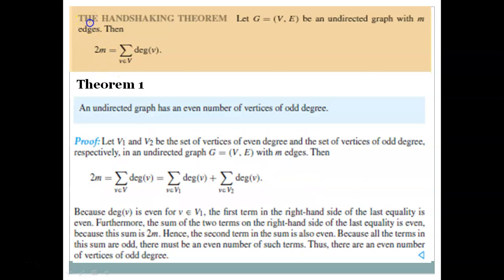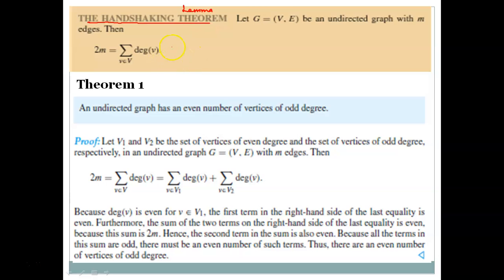Next is the statement, the handshaking theorem, or sometimes in some books it is written as handshaking lemma. So what is the statement here? Let G = (V, E) be an undirected graph with m edges. Then the sum of the degrees of all the vertices is equal to twice m. So this is the lemma.